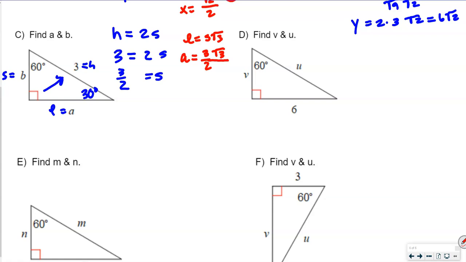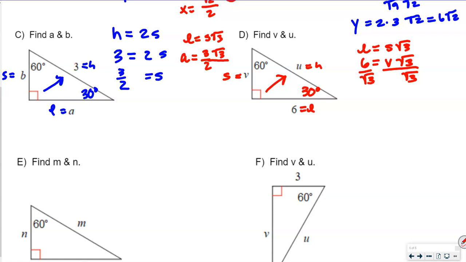All right, on this next one, we're missing our 30-degree angle. So there it is. We're going to label our sides. This is H. This is S. This is L. So now we have L, so we're going to use the L formula. So L equals S square root of 3. So 6 equals V square root of 3, right? Divide both by the square root of 3. So now here we are rationalizing our denominator again, right? So we got to multiply this by the square root of 3 over the square root of 3.